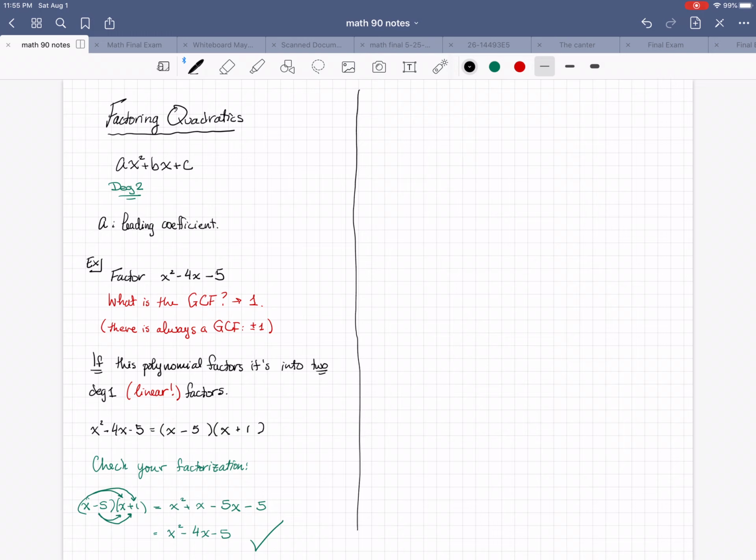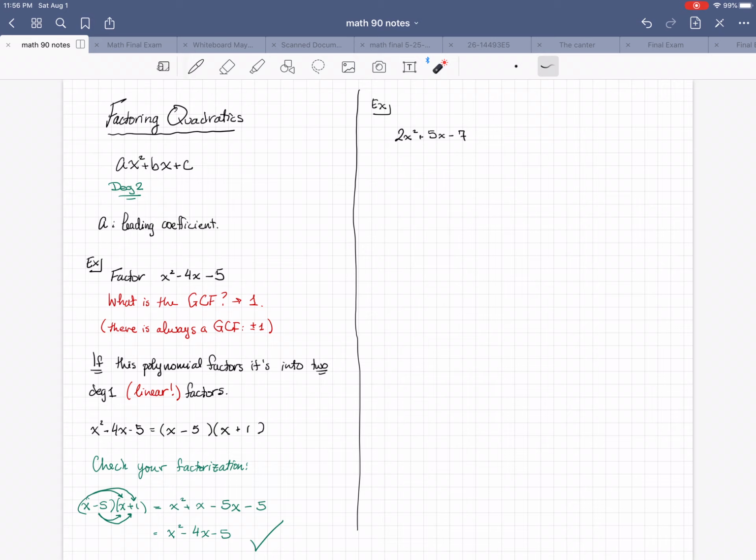So let's try this example. We'll look at a simple example with a leading coefficient that's not 1 this time. So let's look at 2x squared plus 5x minus 7. Again, you'll remember a is our leading coefficient. In our first example, a was 1. And I mentioned when a is 1, you'll notice things are much easier and things go faster.